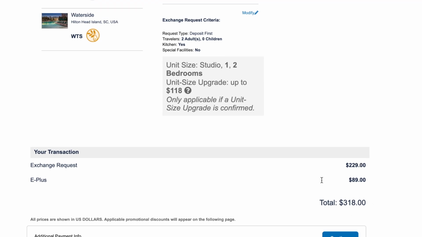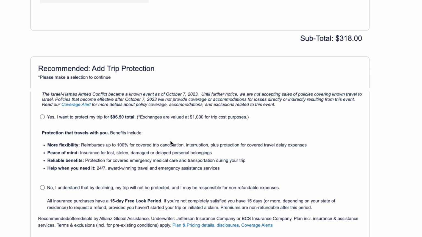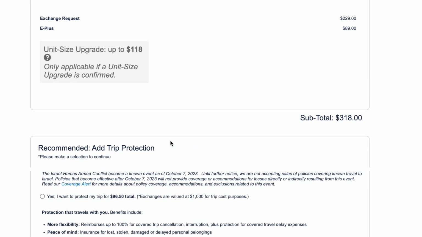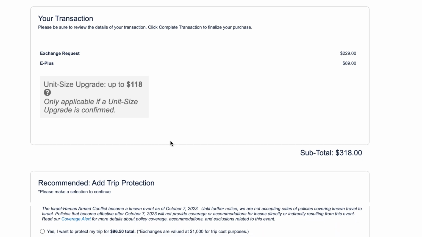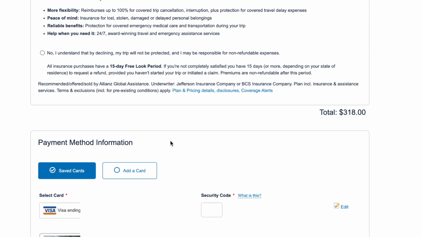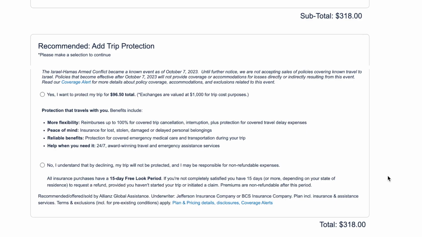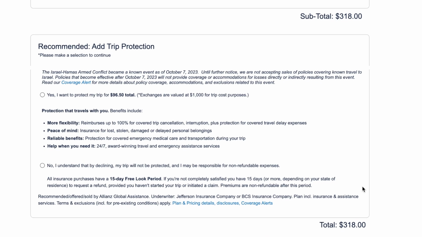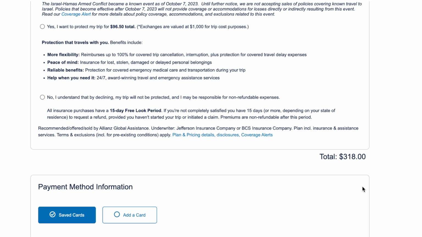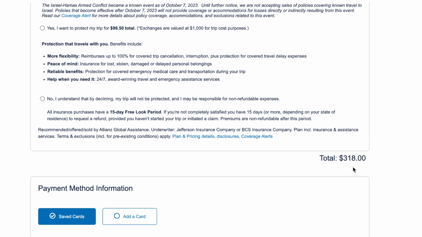And what you need to know about this is if you do not get an exchange, you do get this money back. So then you're going to continue. You can add trip protection, but that's usually what I use E+ for, is if I need to make a trade, I pay for the E+. So nothing happens until you pay the money, and you do pay this $318 up front, and then you wait. If they find a request, you're going to get an email, so be sure to check your emails, but otherwise you're just waiting for them. And if they don't make the exchange, you're going to get that money back.